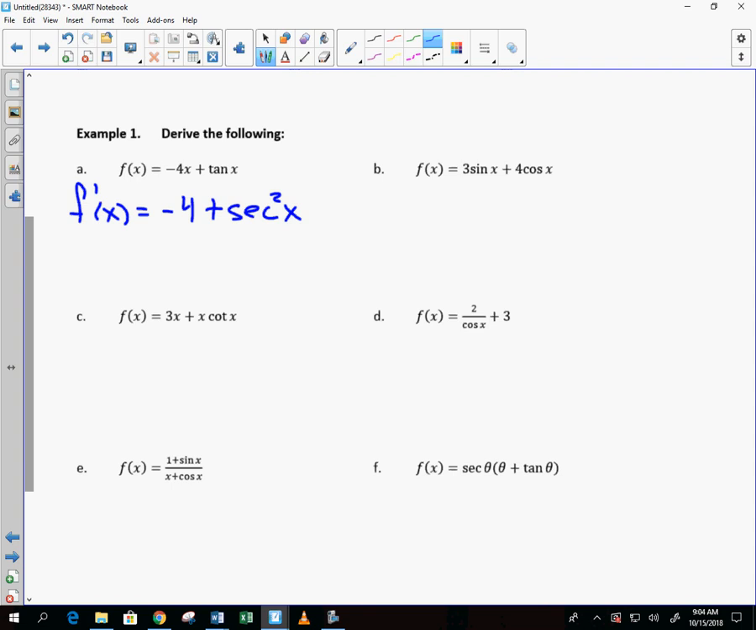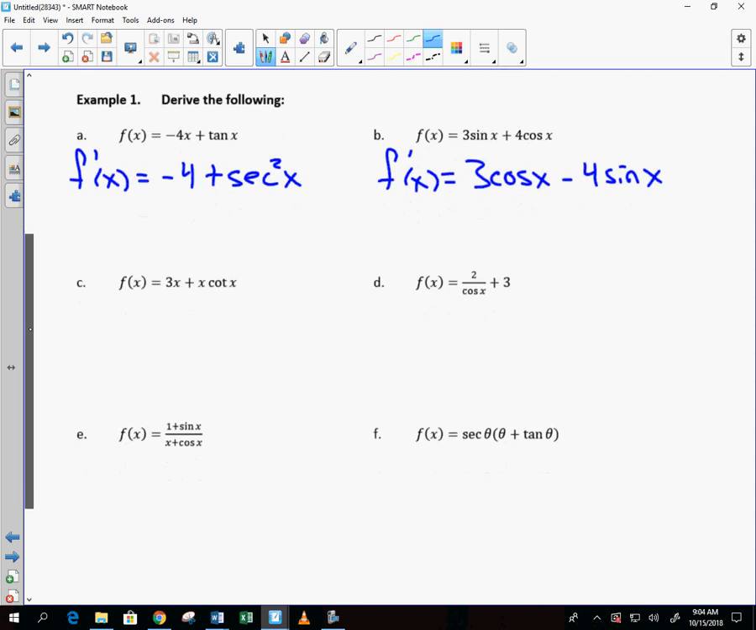You see theta and it's scary. Oh my gosh. It's a variable, kind of like x. All right, so this one, f prime of x. Now I need to know the derivative of 3 sine. What do you think is the derivative of 3 sine? 3 cosine. And what do you think the derivative of 4 cosine of x is? Negative 4 sine of x. And that's it. Everybody okay?